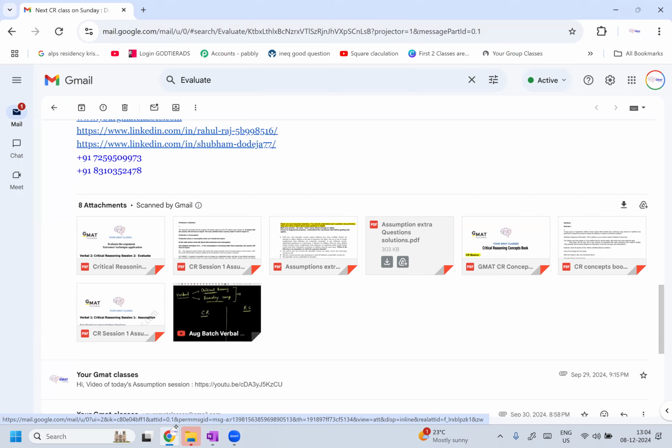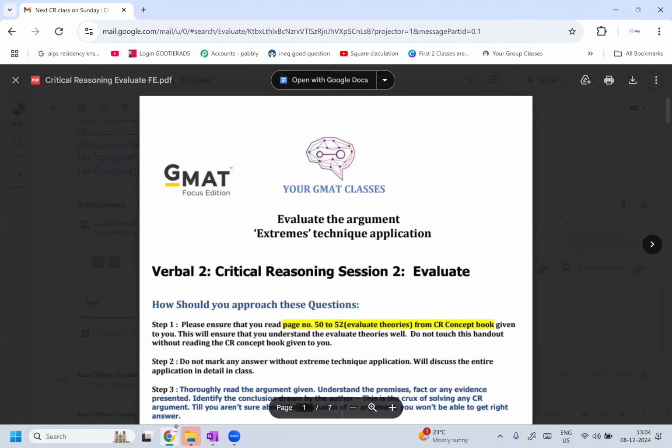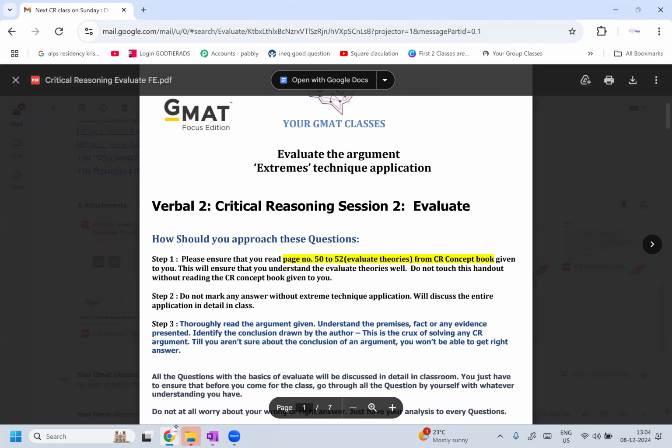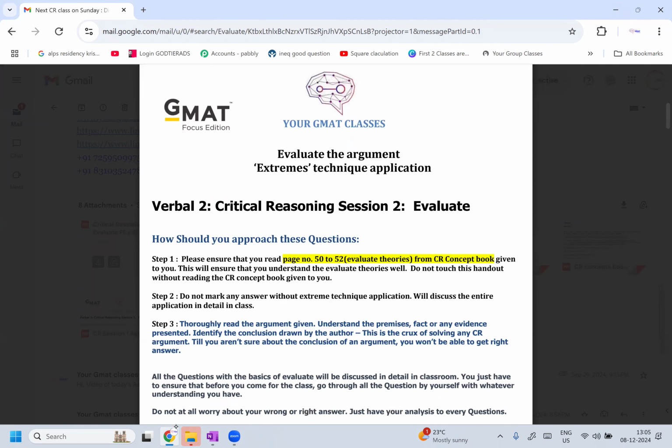Where is it? This is the evaluate. So I want you to just read the theory of evaluate from the CR concept book and it will take you just 10 minutes to read it. It's just half an hour. It's just 2 pages of theory.